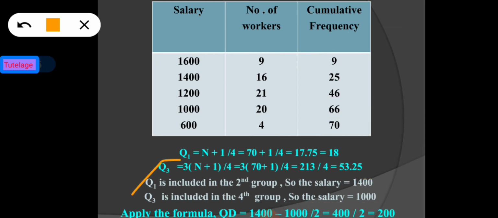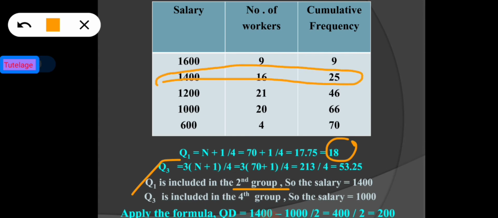So Q1 is included in the second group. Why? Because that is 18. 18 is under this class, because of the cumulative frequency, 25. So 18 is under the second class, because the cumulative frequency of the second class is 25. Okay, so the salary is 1400.